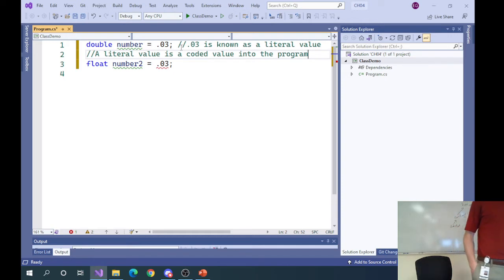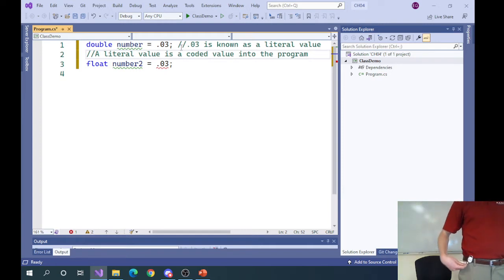Which one, a float or a double, has more precision? A double. Why does a double have more precision? Because there's more bytes of storage. So the rule of thumb is a double has 15 points of precision, roughly. A float has roughly 7 significant digits of precision. Significant digits meaning before and after the decimal point.